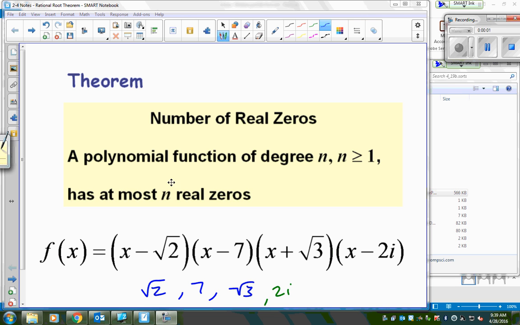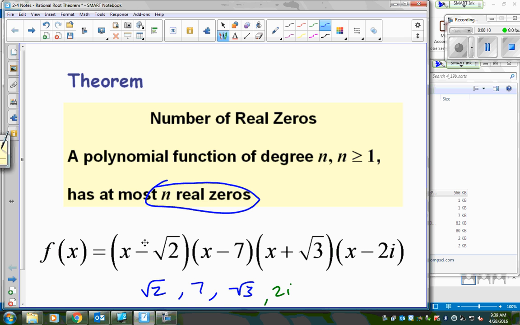But it bears repeating. If you have a degree 4 polynomial, like this, then it will have 4 solutions. This has at most 4 real solutions because you could have imaginary ones. Of the 4 roots, which ones? How many are imaginary? This one here, which means the others are real.